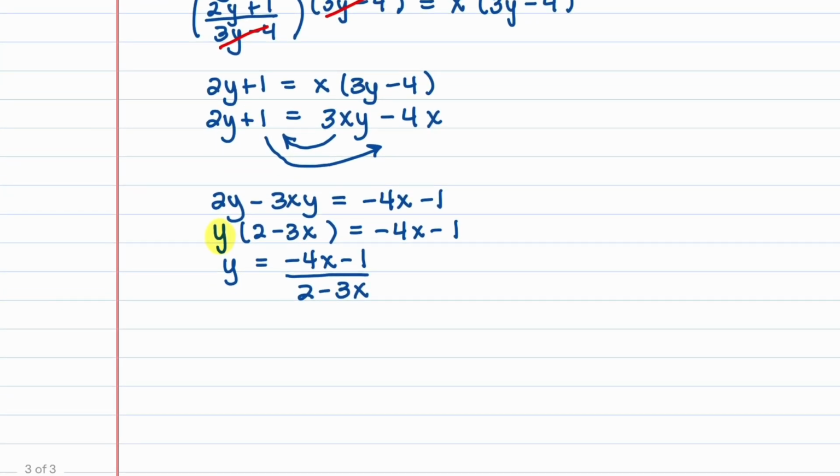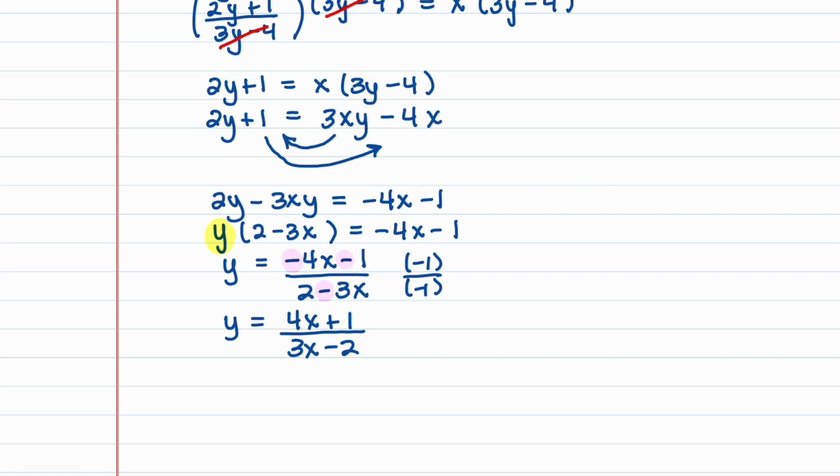Now, this answer is fine. However, notice that we have a negative here, a negative here, and a negative here. So 3 out of our 4 terms are negative. So I think it makes it nicer for an answer if we multiply both the top and bottom by negative 1. You don't have to do this. It just makes the answer look better. So this gives us y is equal to 4x plus 1, all divided by 3x minus 2.